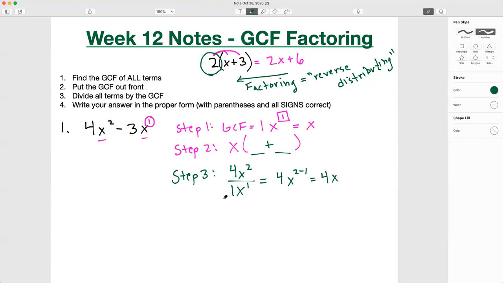That is the first term, and then the next term we have negative 3x divided by our GCF. You can put a 1 here in the front if you want, but that's going to be negative 3 divided by 1, and then x divided by x. Well, what's that? Anything over itself is 1, so that would just be negative 3. So these two things, folks, are what are going in the parentheses right here.